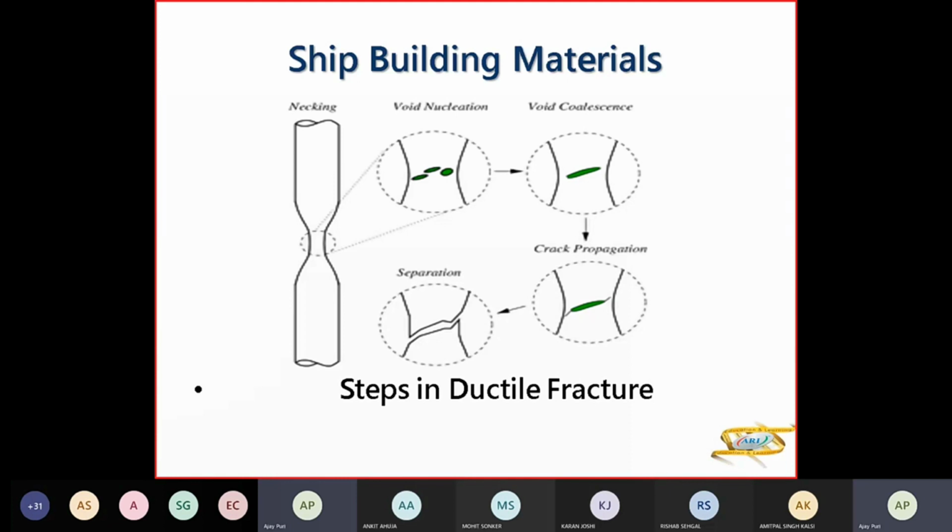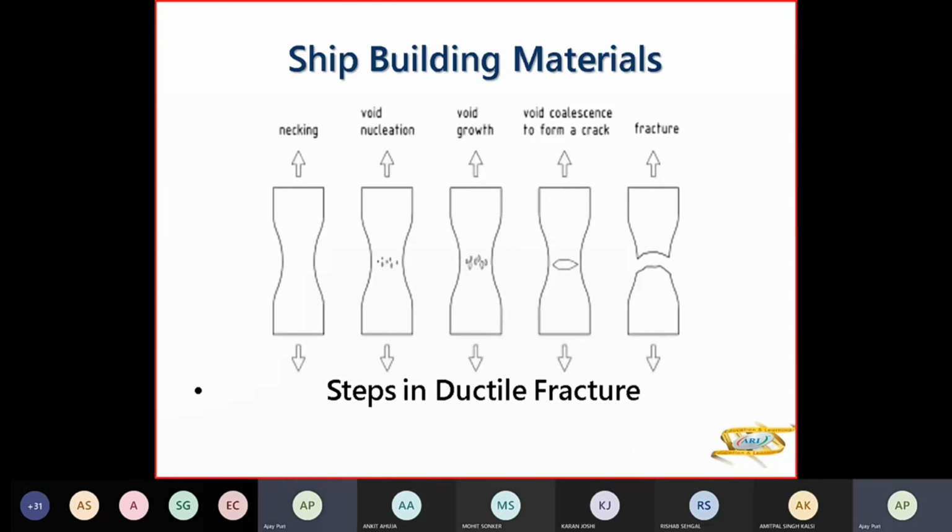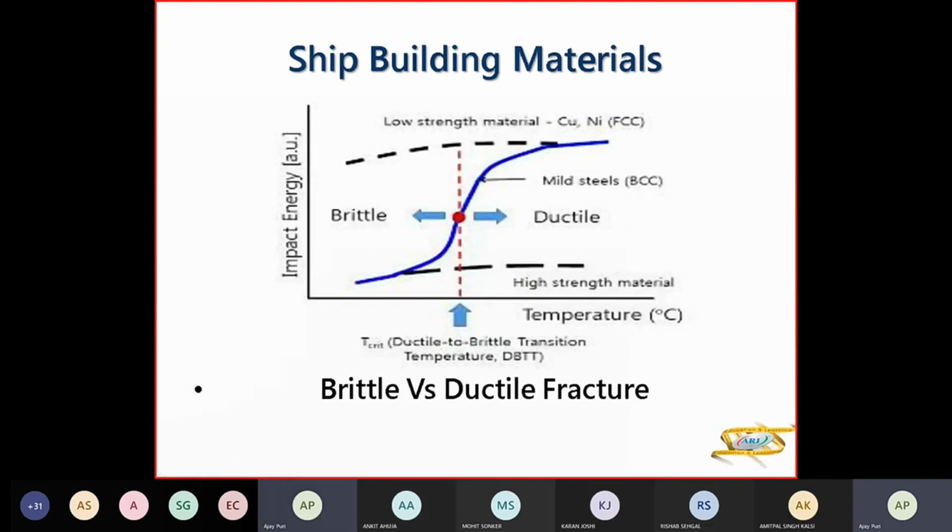So this is the diagram which you have to draw for ductile fracture. So this is cup and cone fracture due to extensive necking. So another diagram of the same. The necking is taking place, void nucleation, void growth, void coalescence, crack propagation, and fracture. Now, brittle versus ductile fracture: absorption energy is less in brittle, more in ductile. Energy here you can see is more. Brittle will happen in cold temperatures, ductile will happen in high temperatures. So this is the difference between brittle and ductile.